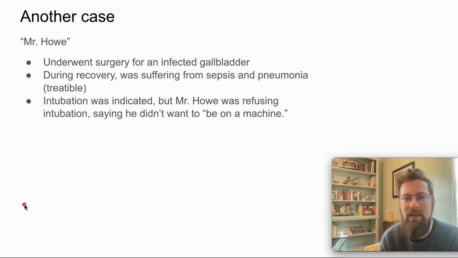But in this case, Mr. Howe is refusing intubation, saying he doesn't want to be on a machine. As he's making this refusal, he's becoming less and less able to breathe for himself. In the story, Howe's wife gets up and leaves the room because she's too overwhelmed.